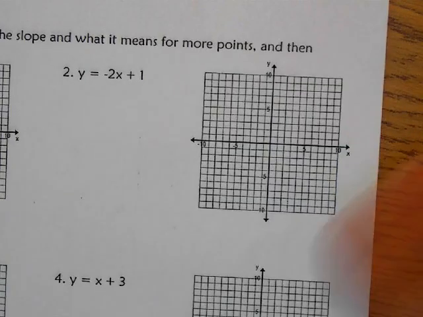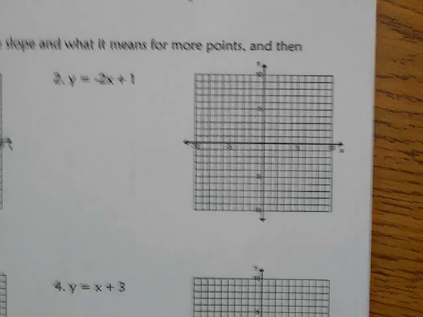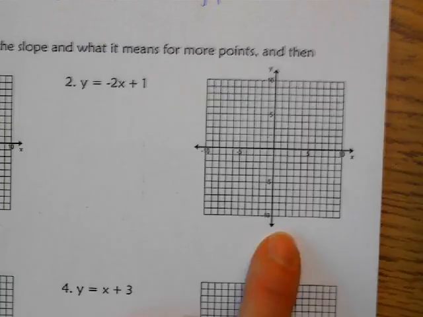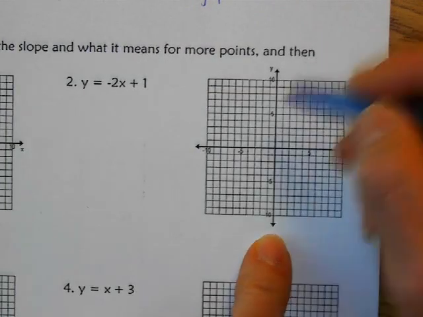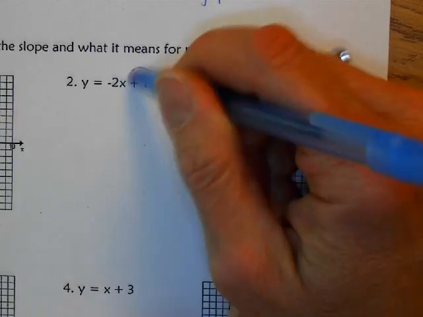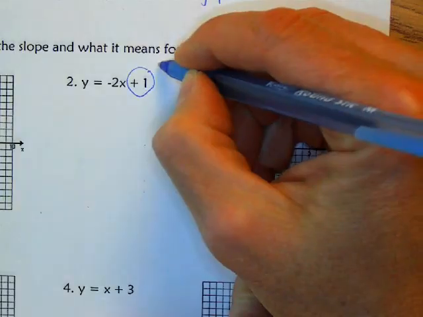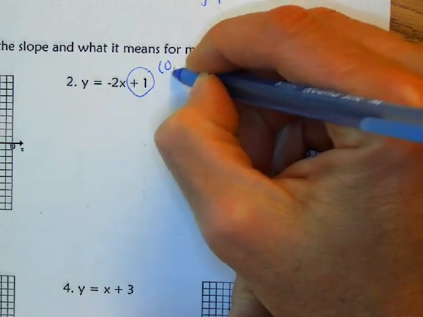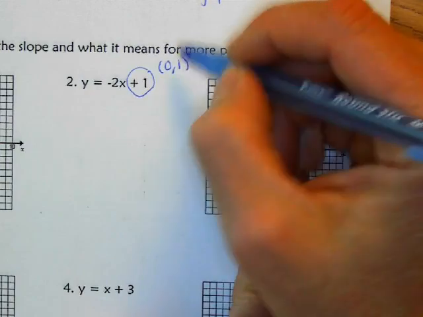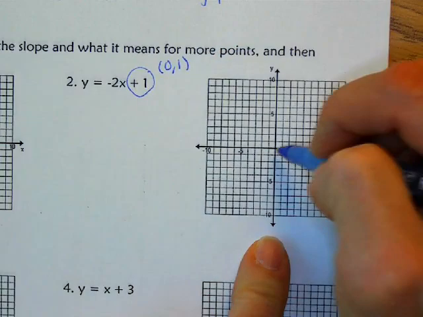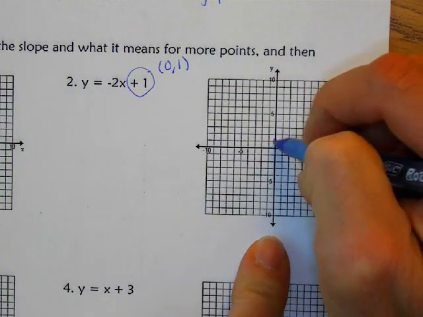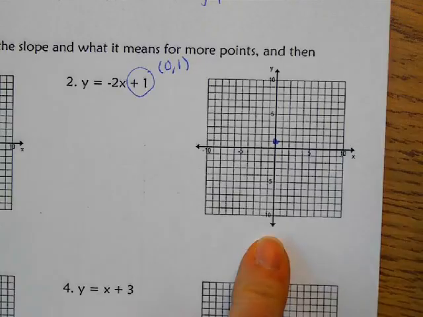Okay, number 2. And you can pause this if I talk too fast, graph too fast, you can pause it and then come back. So here's our y-intercept. We can also think of this as an ordered pair. The ordered pair would be 0, 1. So I go up to 1 and draw my first dot.